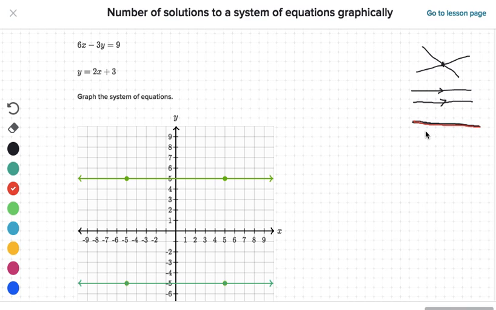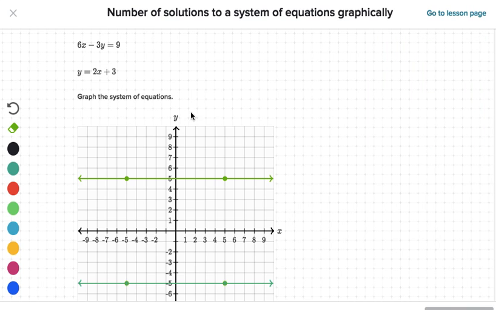Okay, so those are your three situations. You'll have one solution for intersecting lines, zero solutions for two parallel lines, and infinitely many solutions for two lines that intersect each other everywhere. They're essentially the same line with two different equations. So let's take a look at what we have.